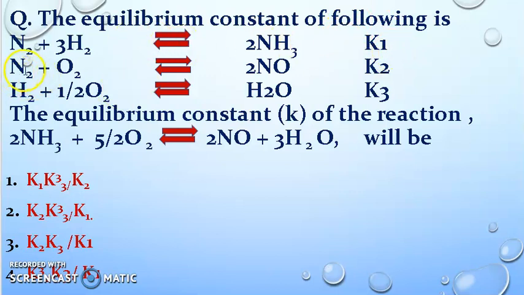For the second reaction, N2 plus O2 in equilibrium with 2NO, they have mentioned K2. For the third reaction, H2 plus half O2 in equilibrium with H2O, the equilibrium constant is K3. So these are the three reactions. From these we have to find the equilibrium constant K of this reaction: 2NH3 plus 5 by 2 O2, in equilibrium with 2NO plus 3H2O.